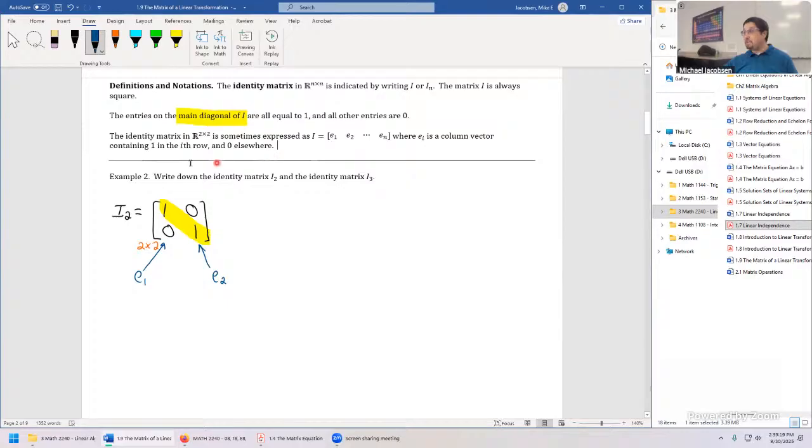So that's the rundown of the definitions and notation so far. Any questions, folks, about the identity matrix at the moment?